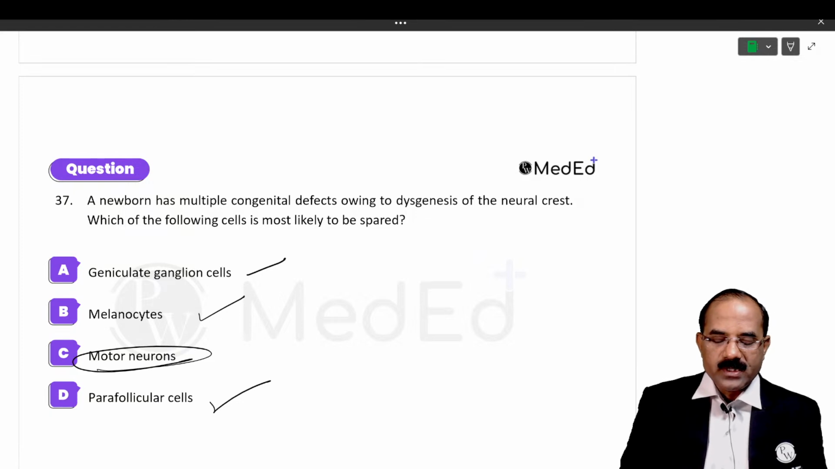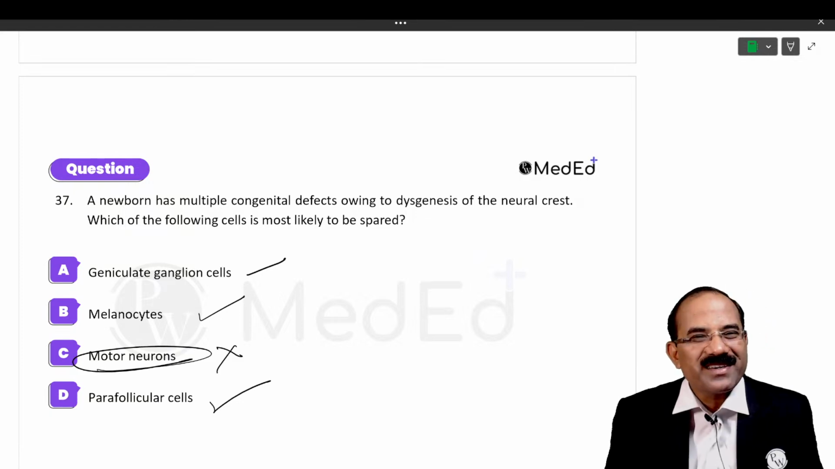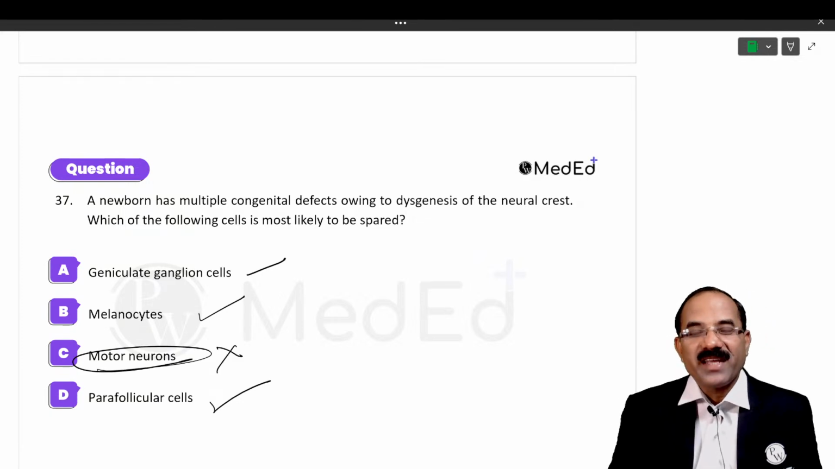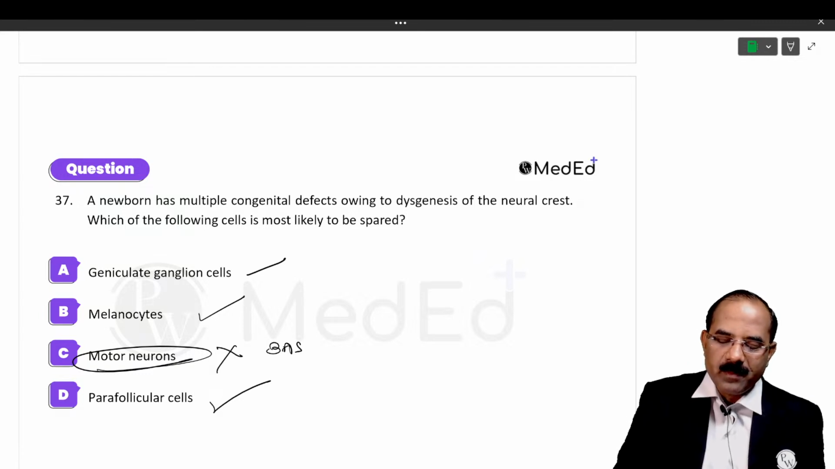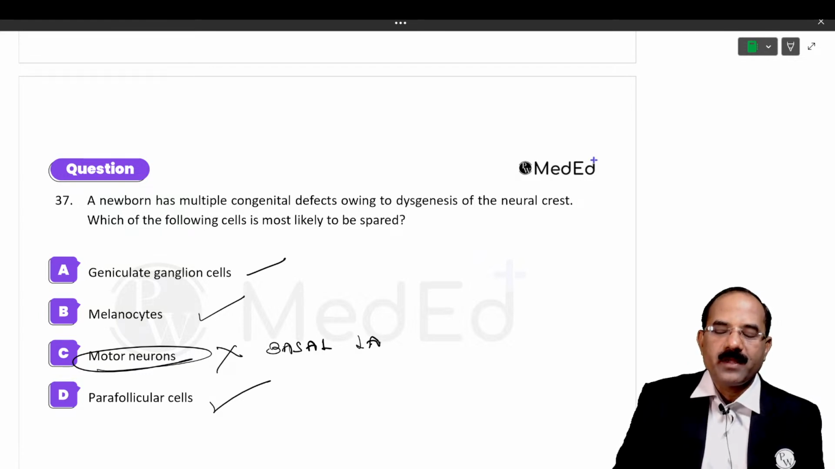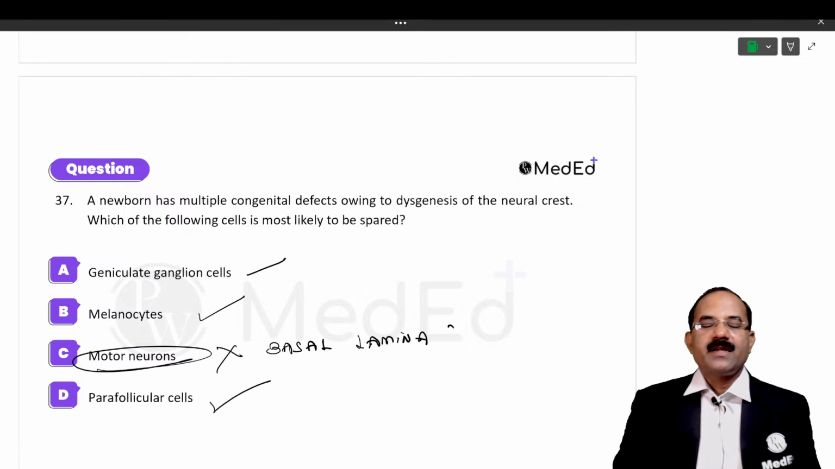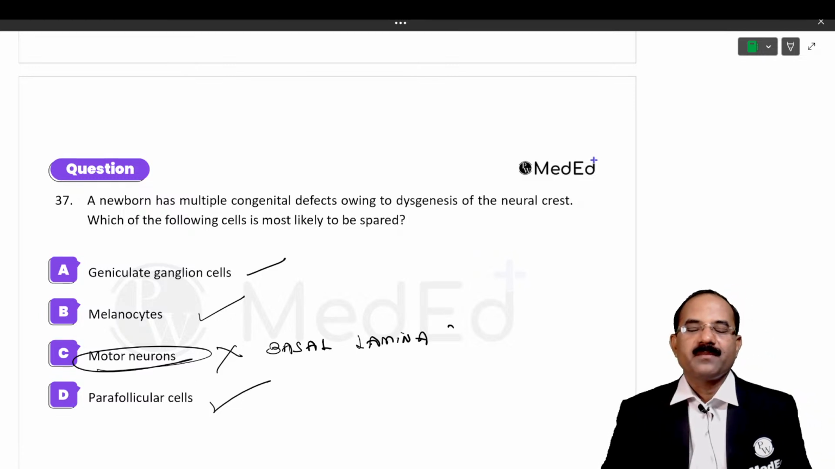The motor neurons are not derived from the neural crest cells. The motor neurons are derived from basal lamina. Okay, these are derived from basal lamina. Just remember this, children. It is derived from basal lamina.